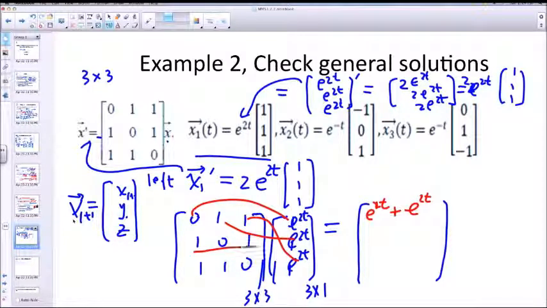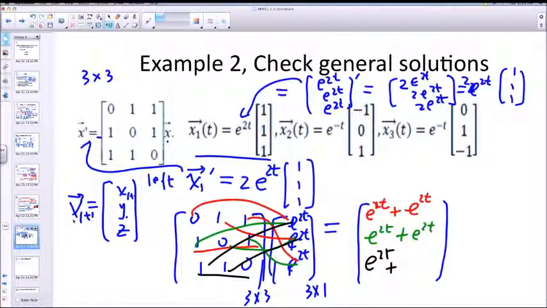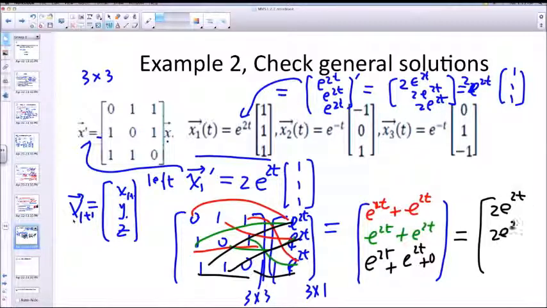And the second line, let me change the color. This times this is e to the 2t. That's 0. That's another e to the 2t. And the third one: this e to the 2t plus this one e to the 2t plus 0. Well, obviously you got 2e to the 2t. Look, whichever way you want to write it, it's the same. So the left equals the right.